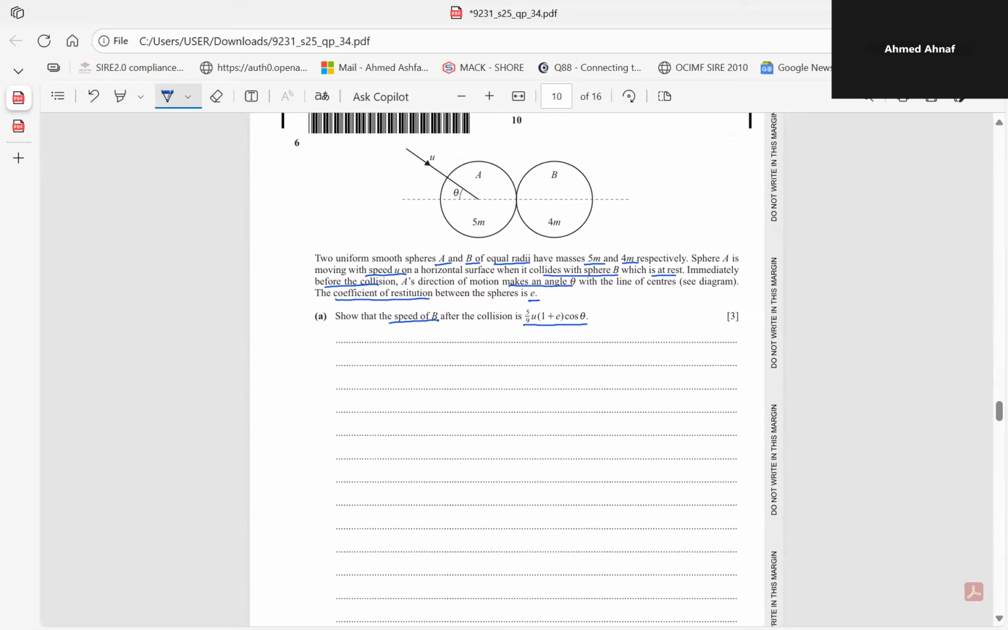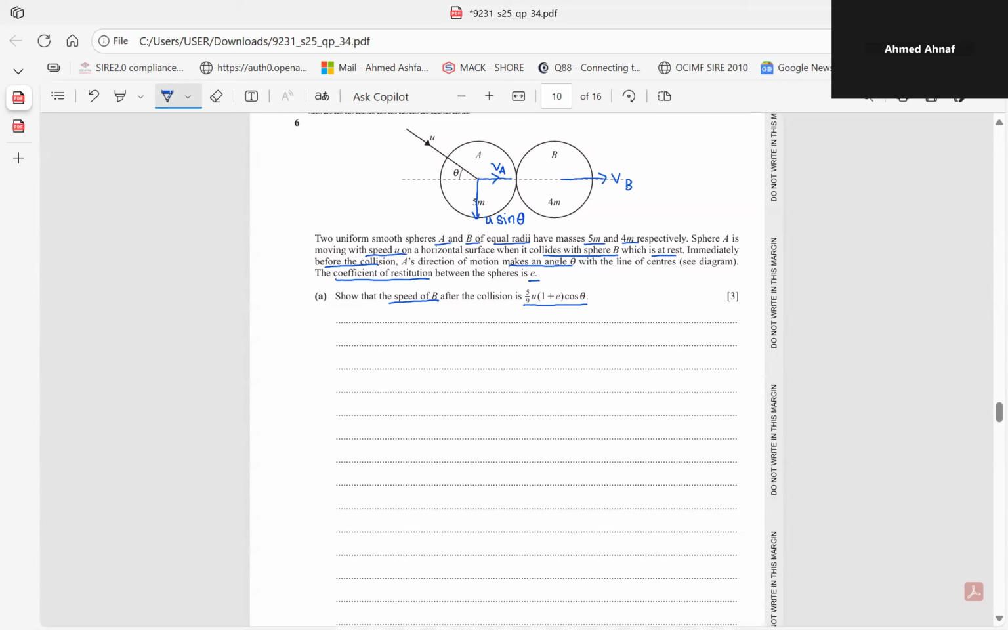Okay, so first of all, let's write down the speeds of both of them after the collision. So let's write the horizontal speeds first. So for A, it would be, let's say, VA. And then the vertical one, for a collision, the vertical component always remains unchanged. So it would still be u sine theta. As for B, since it is at rest, there is no vertical component. So it would just be VB for B, okay?